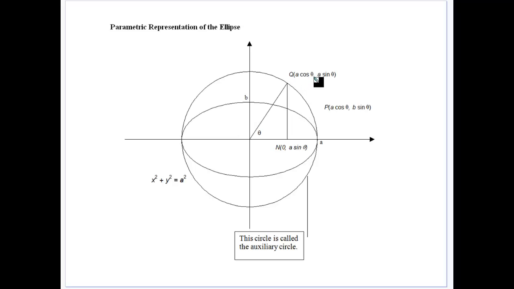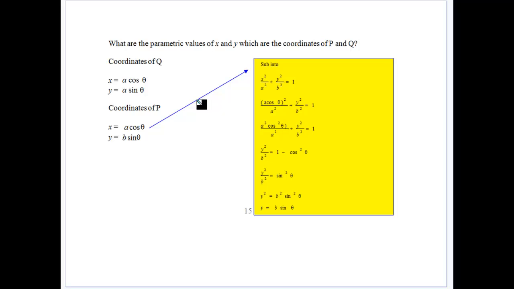But our Q value there would be a cos theta, a sin theta, where this one here is a cos theta, b sin theta, because it's related to b. So we have that. So how does this help us? Well, what we can do is start to play around. Because we know the coordinates of Q are those and the coordinates of P are those, we take our coordinates of P and sub them in.